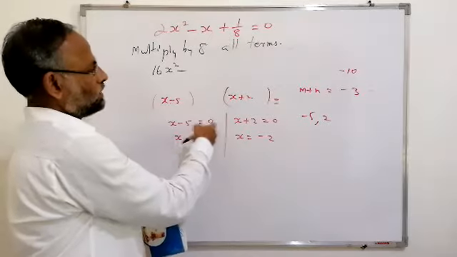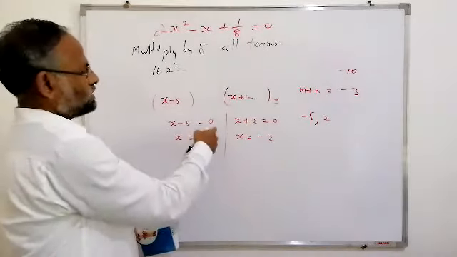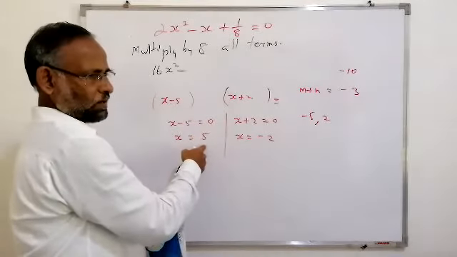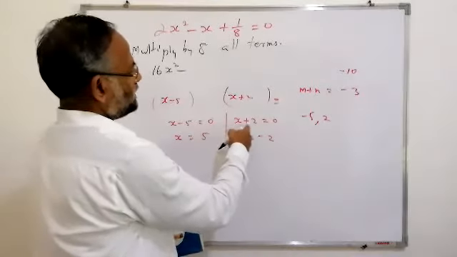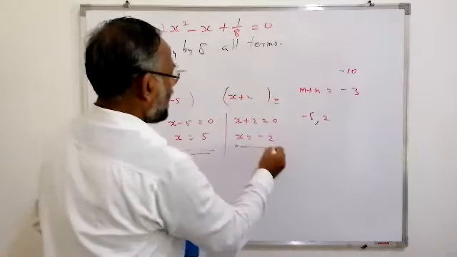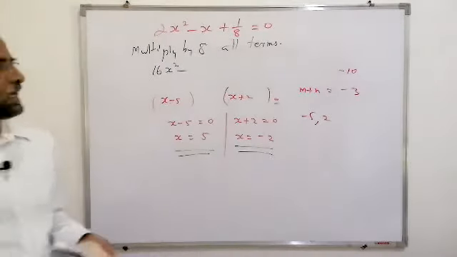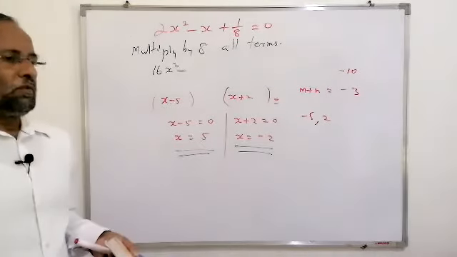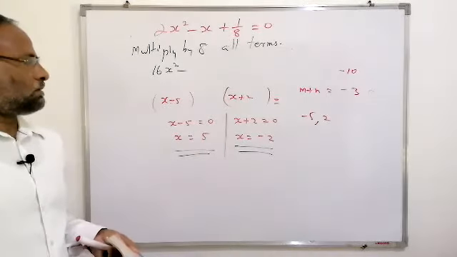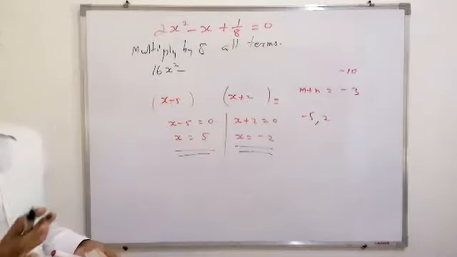That means x minus 5 is equal to 0 and x plus 2 is equal to 0. x minus 5 is equal to 0 means x is equal to 5. x plus 2 is equal to 0 means x is equal to minus 2. After that, the question is over. For your mental satisfaction, if you want to satisfy your mind, apply that and check it. That is no need, but you can.